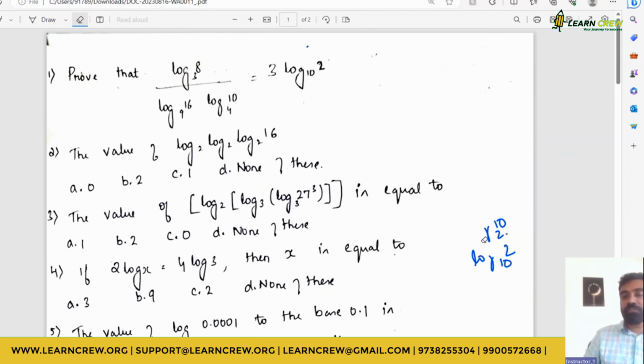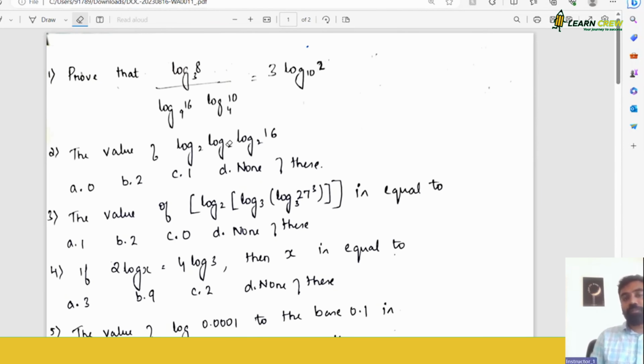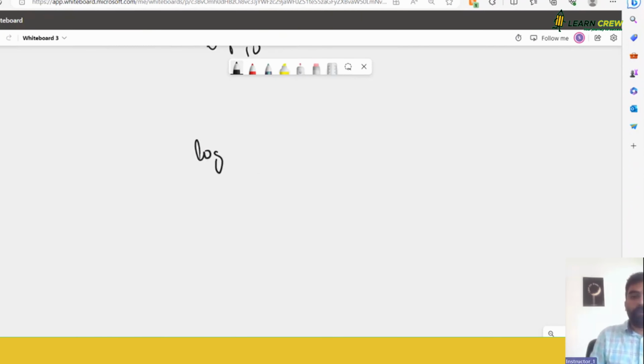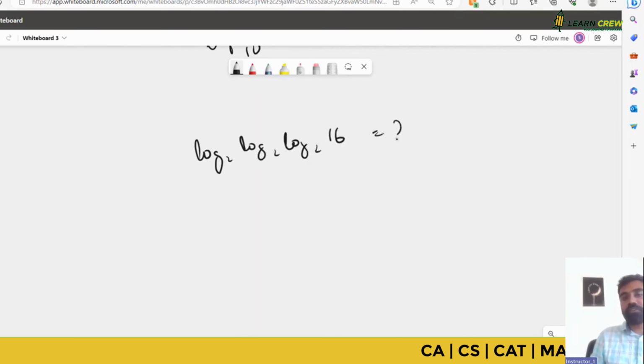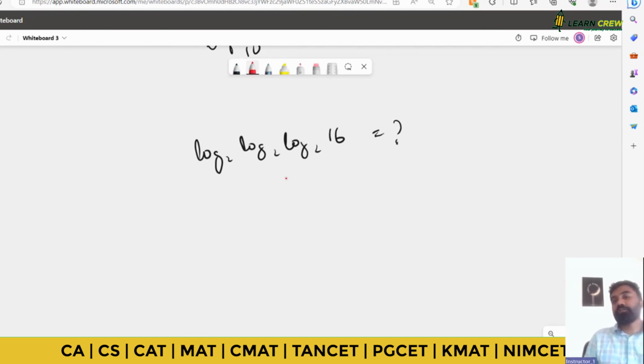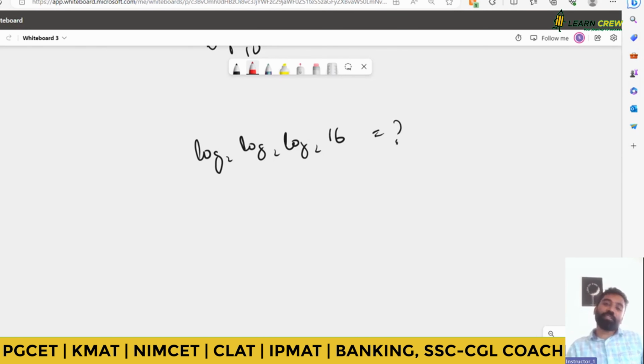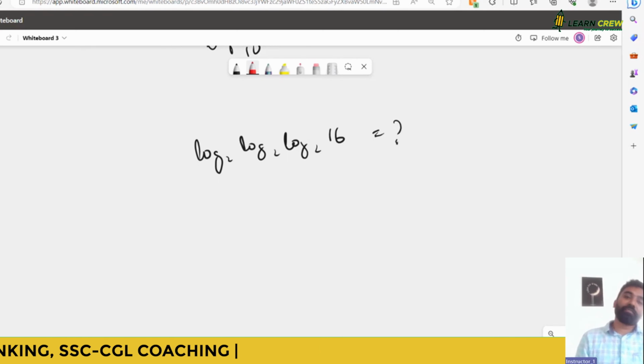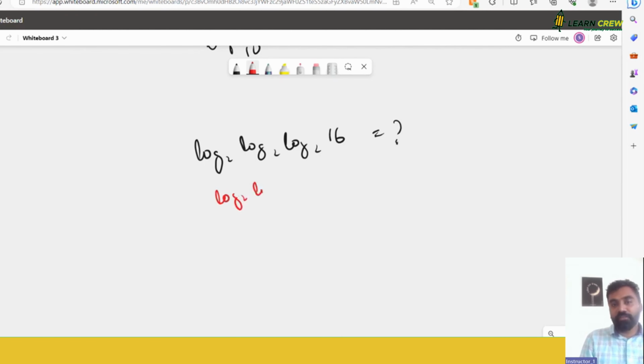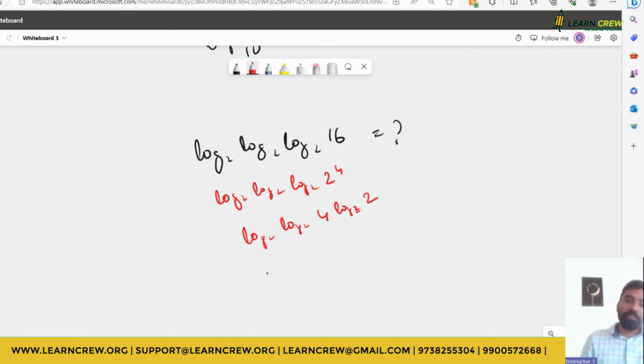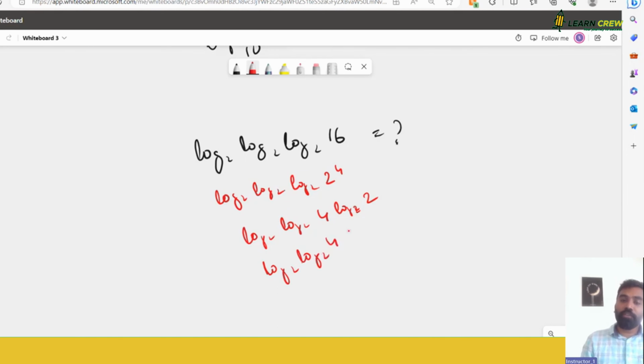I'll write down the second question: log base 2, log base 2, log base 2, 16 is equal to what? Yes. How will you solve it? Solution. You know the rules. You just need to apply the rules. How can you rewrite 16? Yes. It can be written as log base 2, log base 2, log base 2, and 2 to the power of 4. Now, can this 4 be taken out? Log base 2, log base 2, 4 log base 2 of 2. What is log 2 base 2?